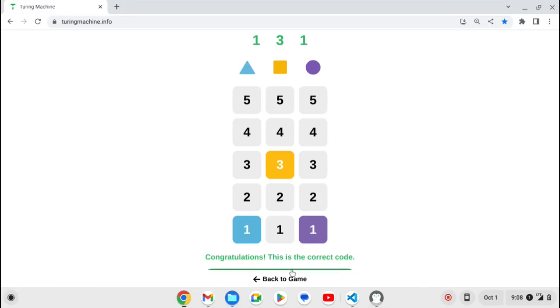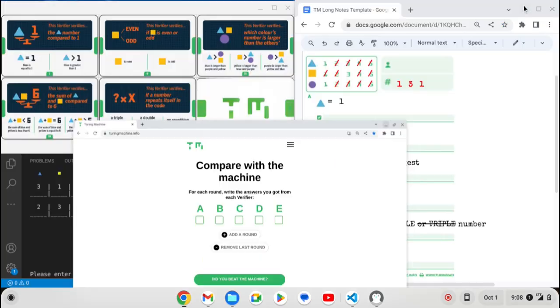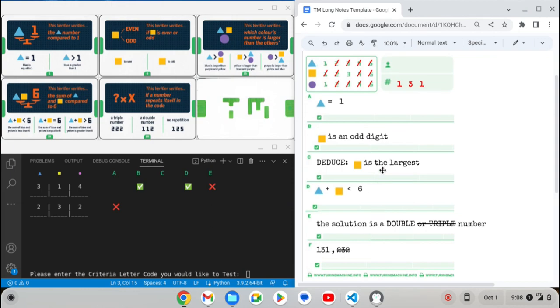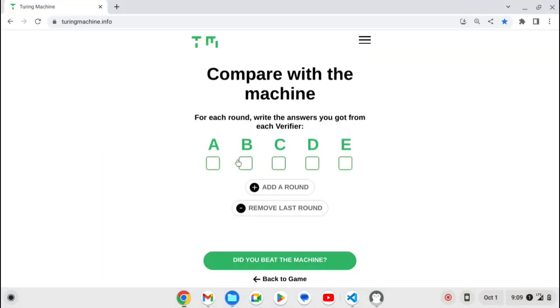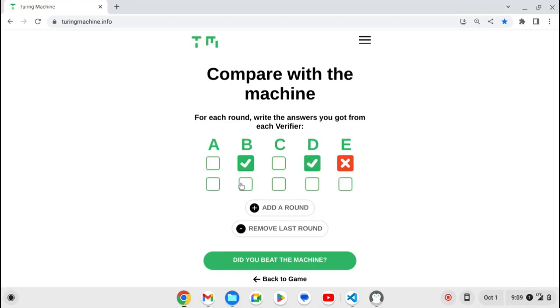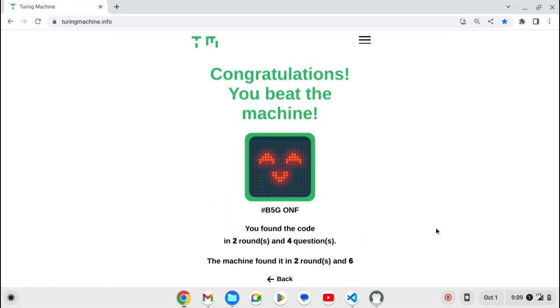So how did we do with the Turing machine? Well, we were able to deduce outright that square is the largest. So that means we only had to test, we only did 4 tests out of 5 criteria cards. That's awesome. Well, let's see. We did B, D, E in the first round, and we got B, D correct. E was incorrect, and A was incorrect. So let's go ahead and type that up. So B, D, E. E was incorrect, and we only had to test criteria card A in the second round. Fantastic. Look at that. We beat it by 2 questions.